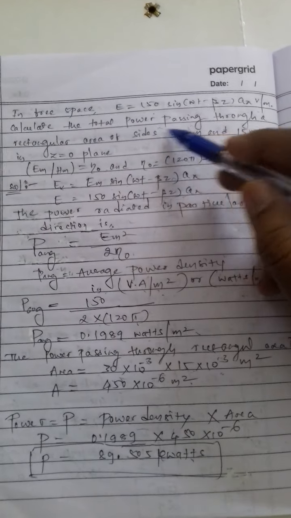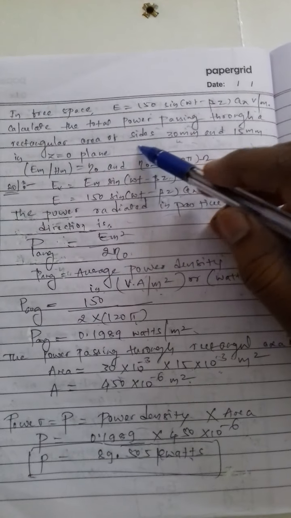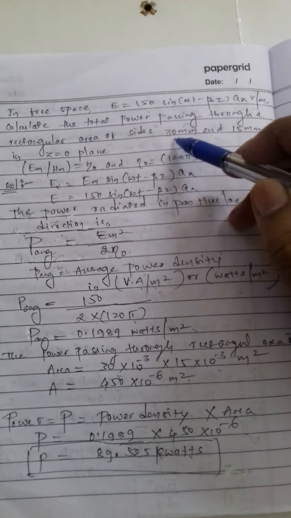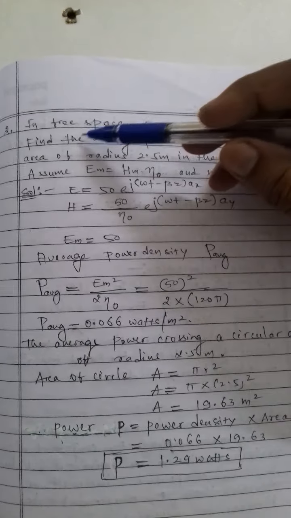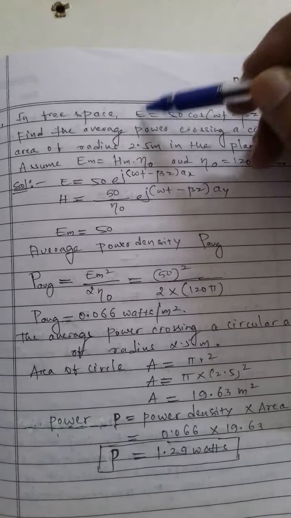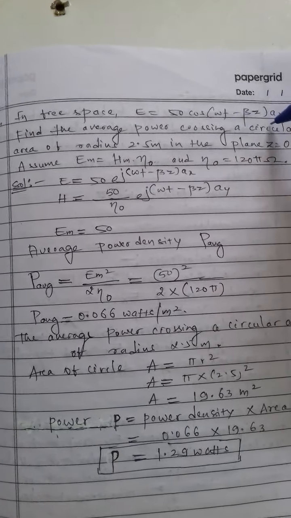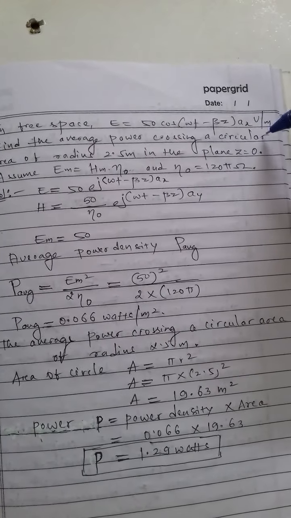Calculate the total power passing through a rectangular area of sides 30 mm and 15 mm in z equal to 0 plane. In free space, E is equal to 50 cos of omega t minus beta z ax volt per meter.